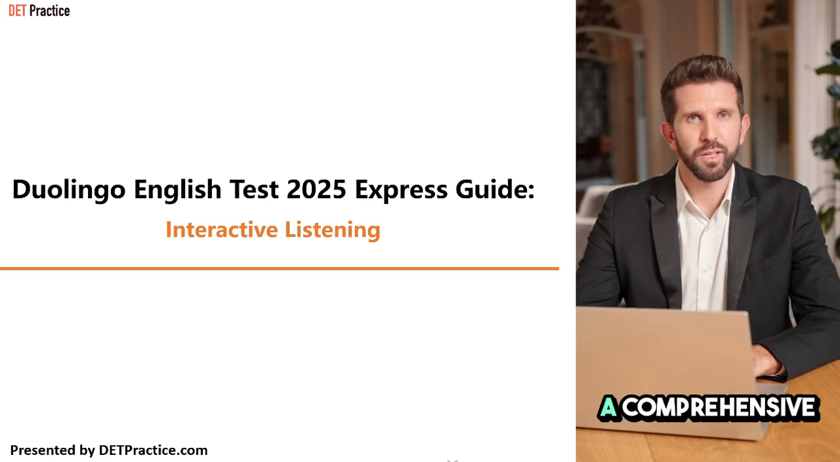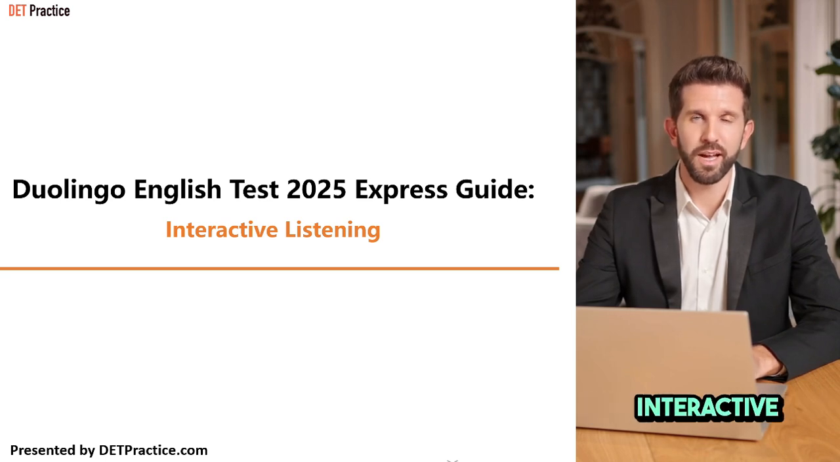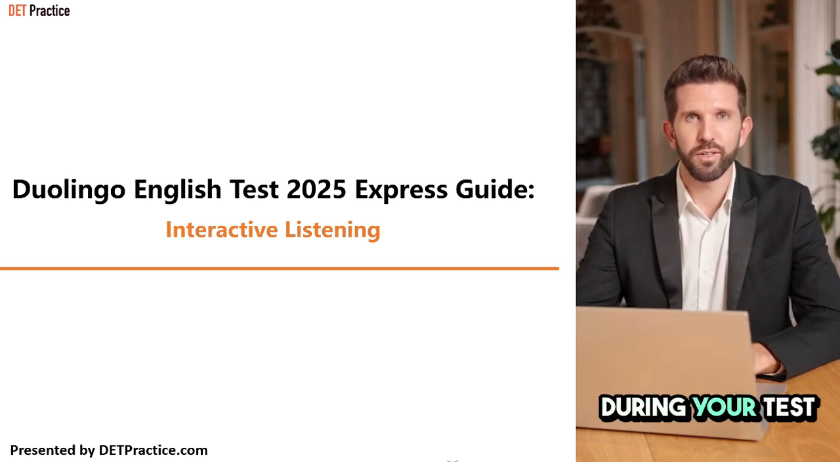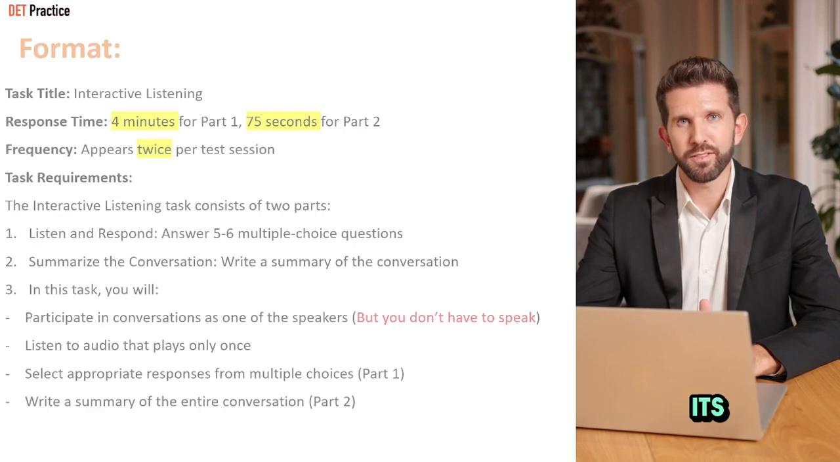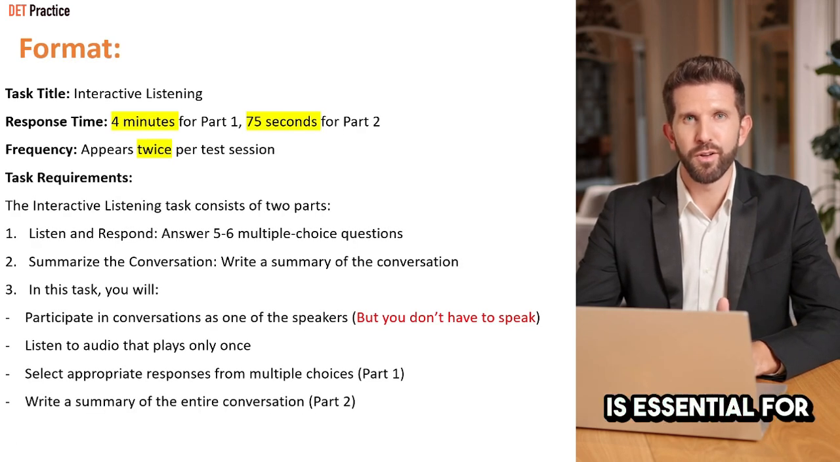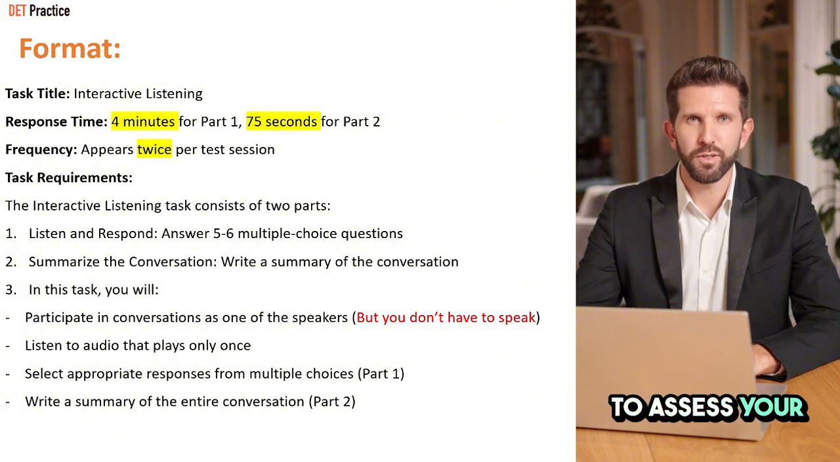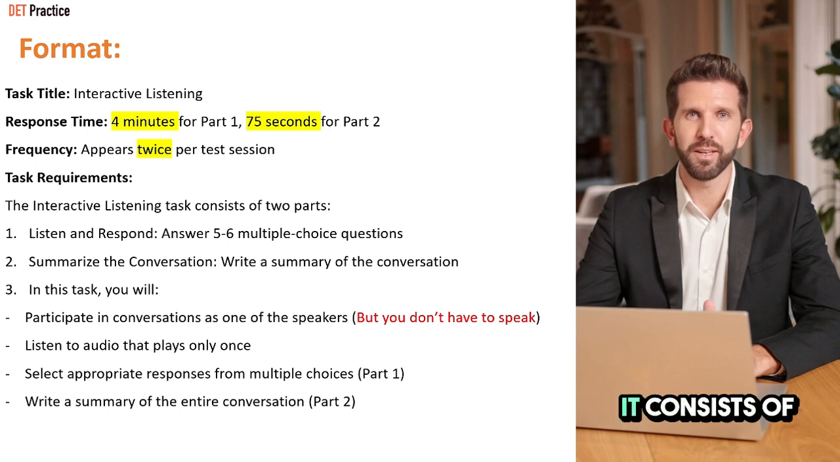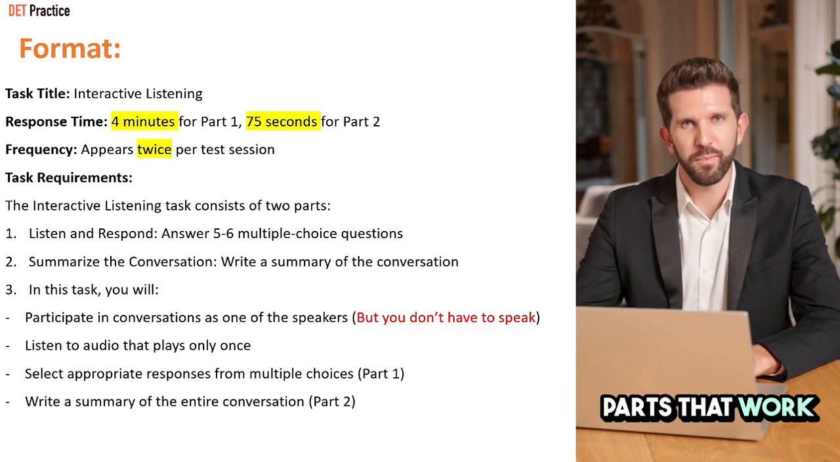Today I'm going to give you a comprehensive breakdown of the interactive listening task on the Duolingo English Test. This is one of the more challenging sections that appears twice during your test session, and understanding its structure and requirements is essential for success. The interactive listening task is designed to assess your ability to comprehend spoken English in a conversational context. It consists of two distinct parts that work together.